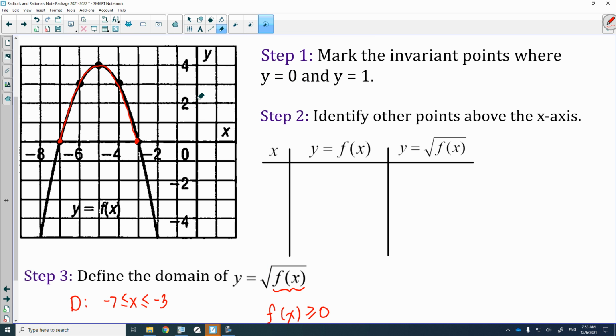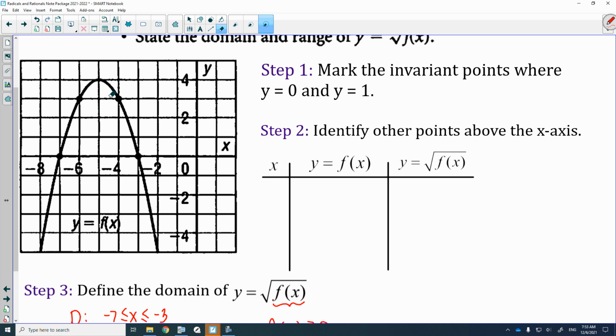Now that I've got the domain established, let's graph the radical. So remember, we always first mark your invariant points. They're going to be the points where y is equal to 0 and where y is equal to 1.